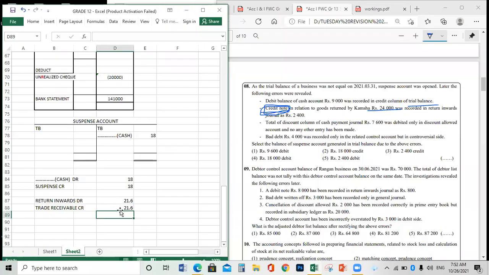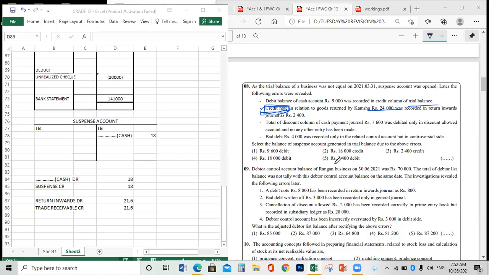Clear? So guys, if you haven't found out that it will affect both ledgers, your answer will be wrong. Why? Because the first place you record is the prime entry book, and only from the prime entry book do you take it to the ledger account. If your prime entry book is wrong, your ledger accounts are wrong. That means both ledger accounts are wrong, because the total of the prime entry book is taken based on the double entry system.